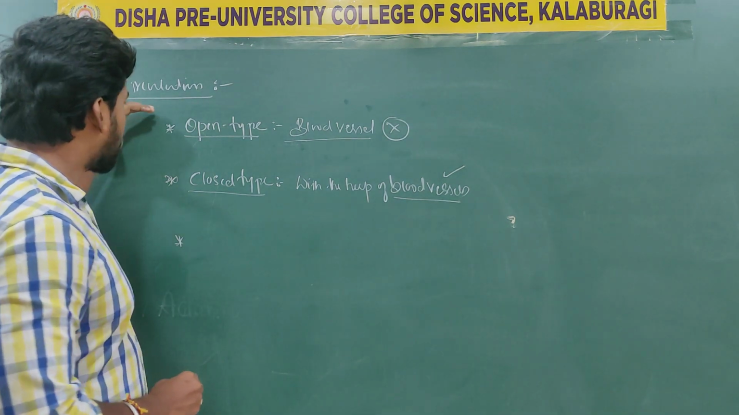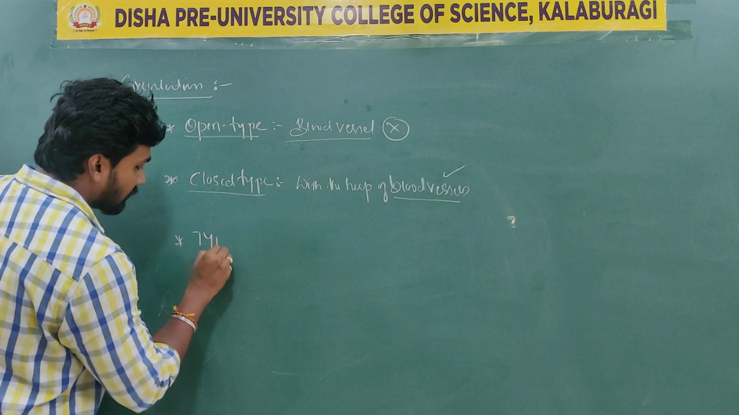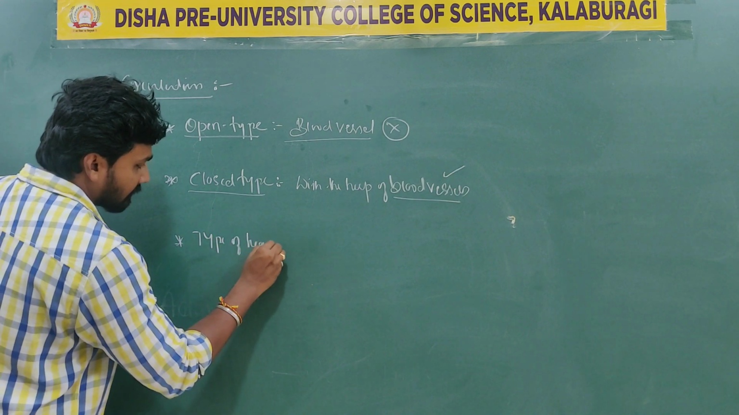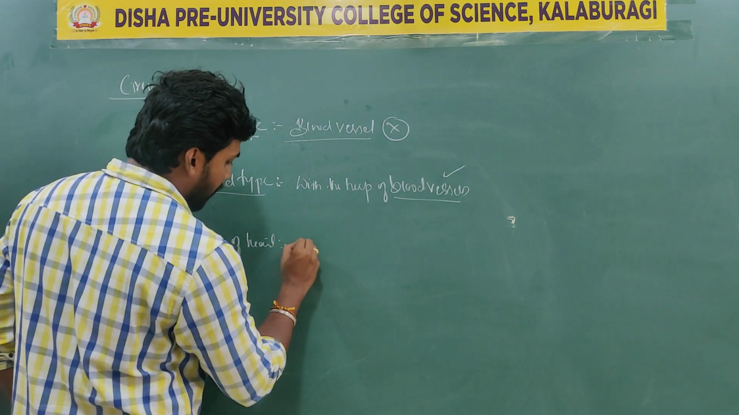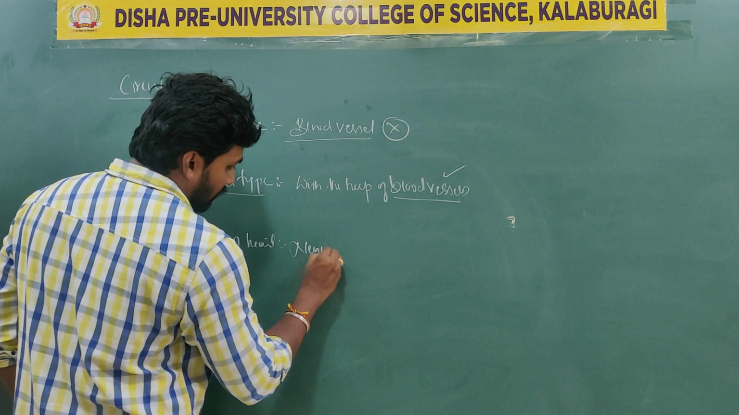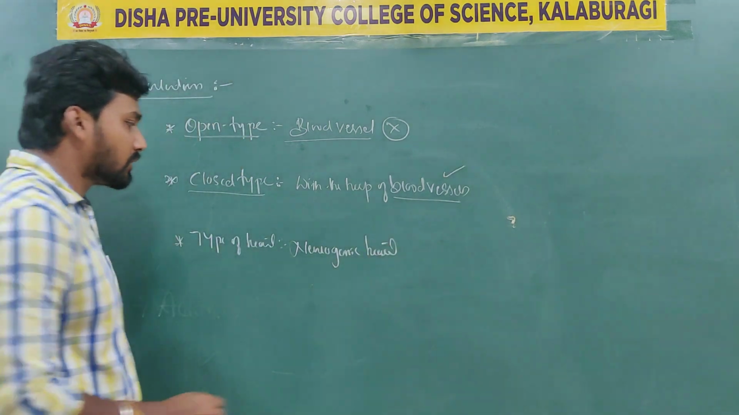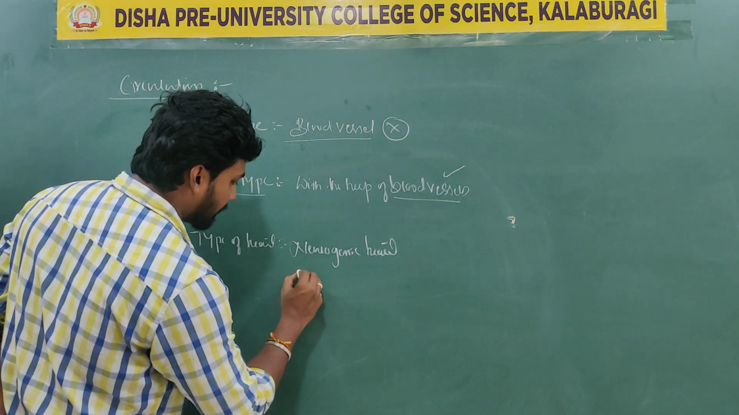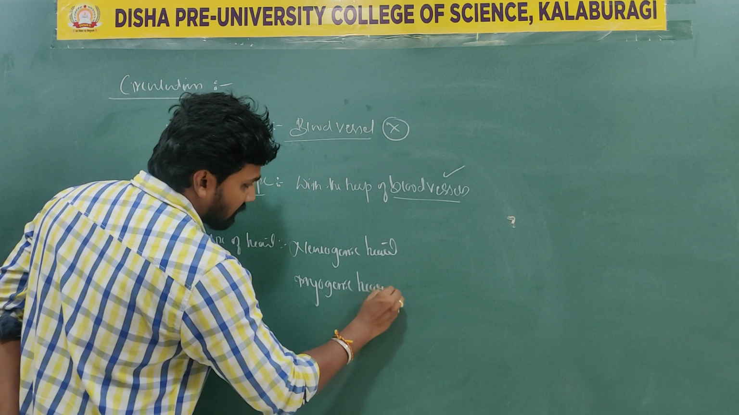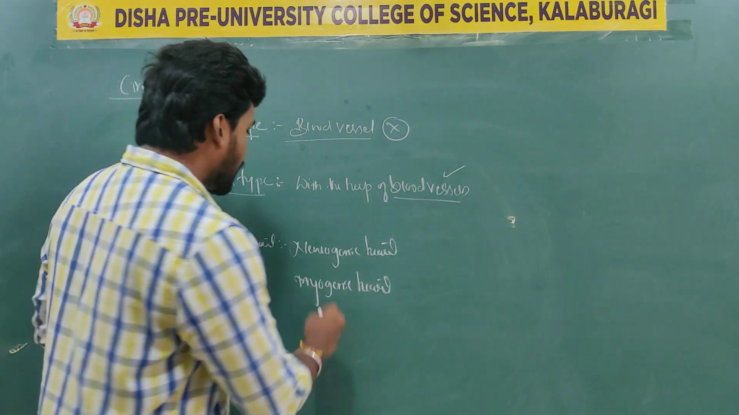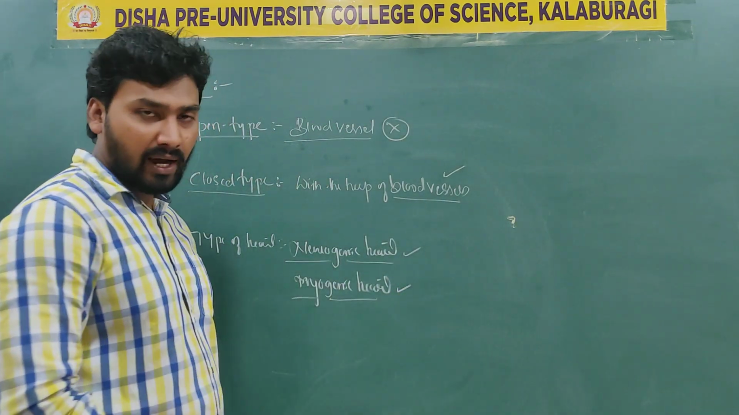Okay, and apart from that, one more thing that we need to consider in circulation is the type of heart. Some animals show neurogenic heart. Some species exhibit myogenic heart. Okay, some are showing neurogenic heart and some are exhibiting the myogenic type of heart.